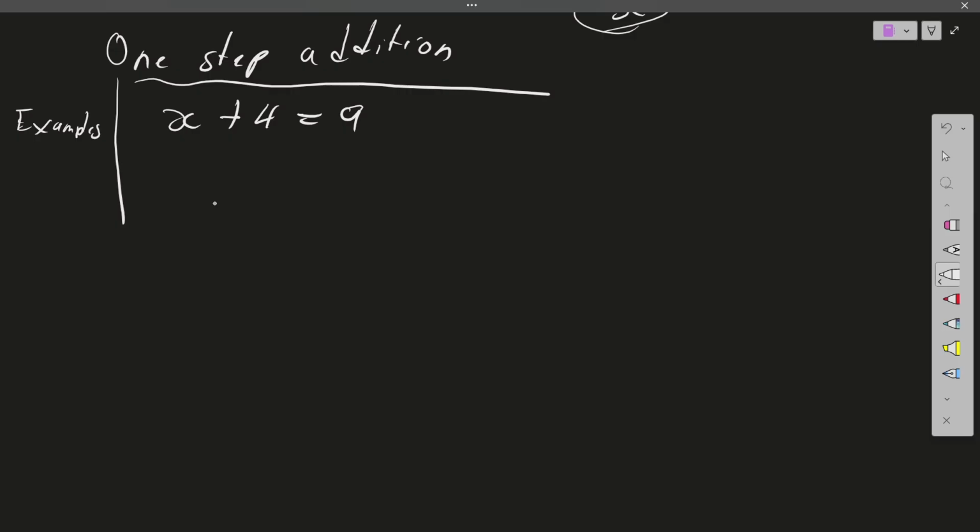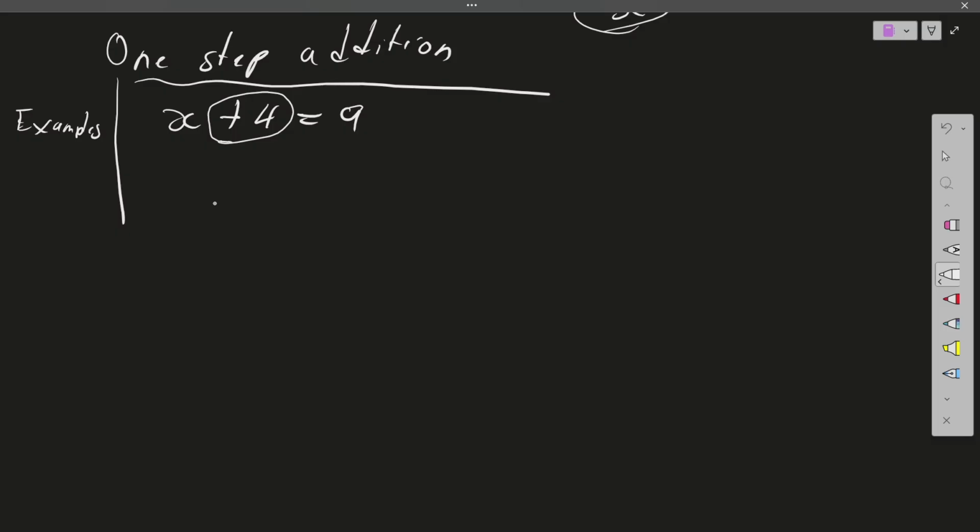The idea is to solve for x. If you want to solve for x in this equation, ask yourself, what do you have on the left hand side? You have x plus 4, and we want to isolate the x. So what you do is the opposite of whatever is next to the x. You have a plus 4. What do you need to do now? You need to subtract 4, right?